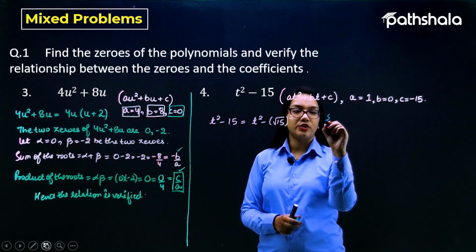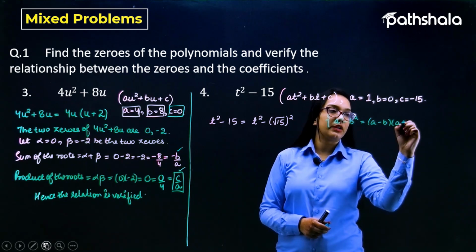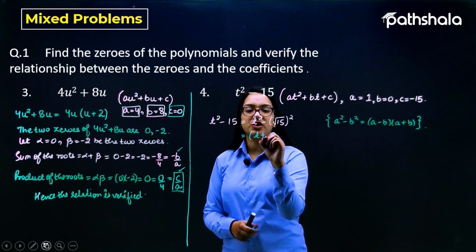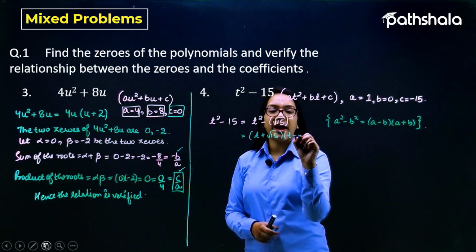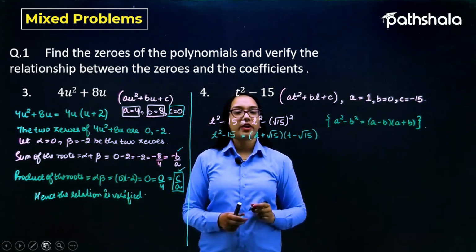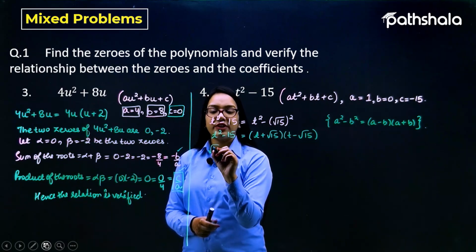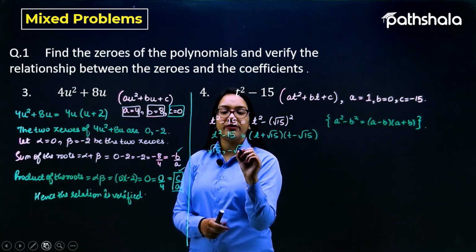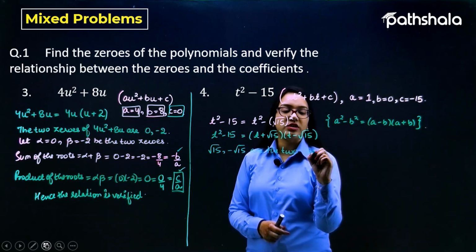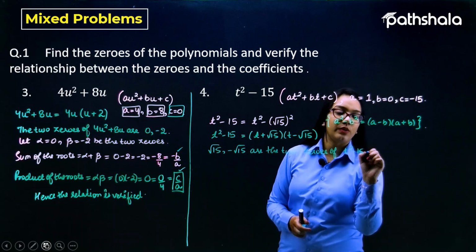We can use the algebraic identity here. What is that algebraic identity? a square minus b square is equal to a minus b into a plus b. So using this identity, we can write it as t plus root 15 and t minus root 15. So at the end, these are the factors of this quadratic polynomial. When we substitute each of them equal to 0, root 15 and minus root 15 are the two zeros of the quadratic polynomial t square minus 15.